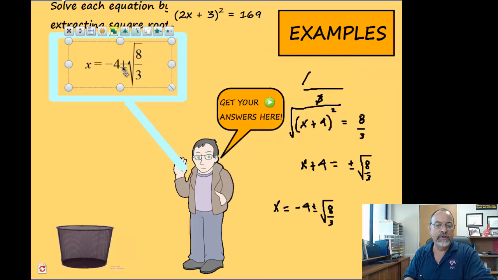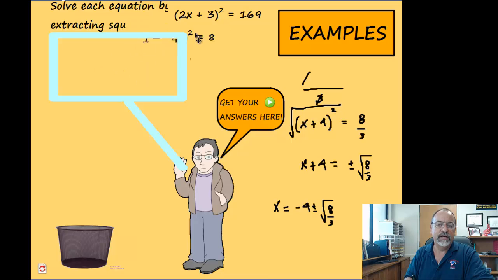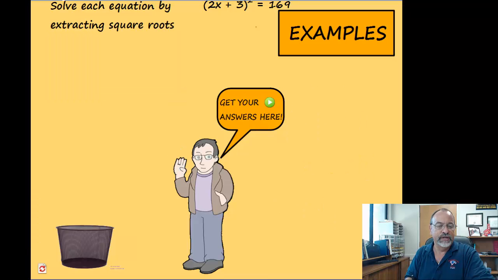So that would be equal to negative 4 plus or minus the square root of 8 over 3. So don't be turning this into a decimal. You don't need to. This answer, just like this, is just fine. Okay, a decimal answer doesn't do us any good beyond what we're doing. So let's do one more example.